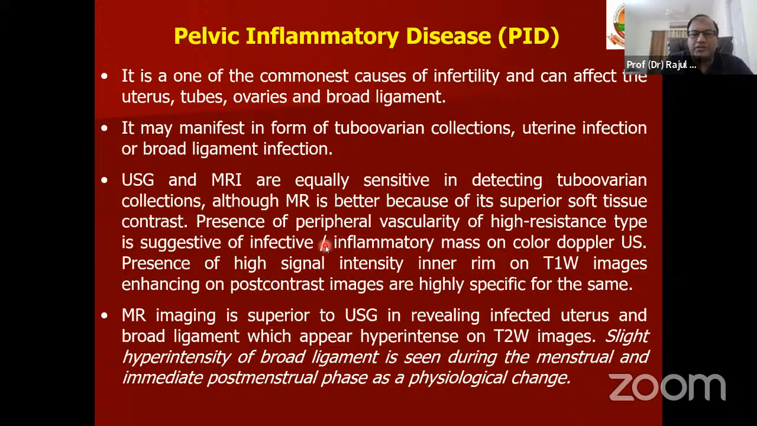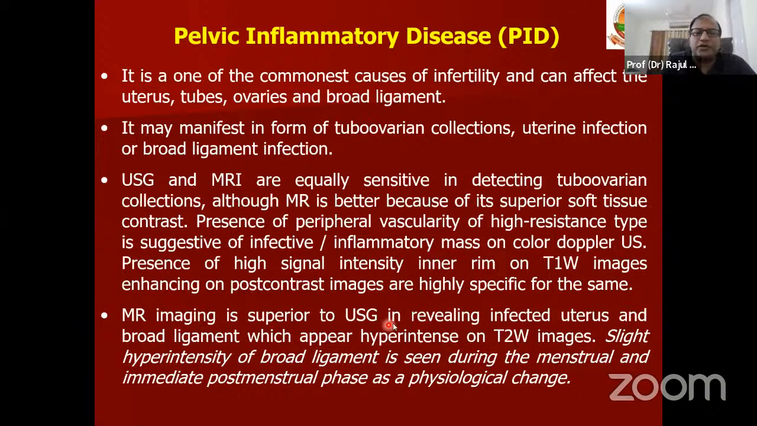So a collection which is round to ovoid, showing peripheral color on color Doppler and high resistance on spectral Doppler, is specific for infective and inflammatory masses. Similarly, the hyperintense inner rim on T1 weighted images, which enhances on post contrast T1 weighted images, is specific for tubo-ovarian masses on MRI.